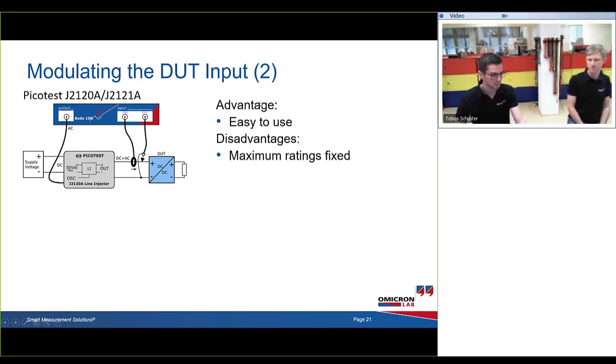So the advantage is it is really easy to use, but the maximum ratings are fixed. And if you use the J2120, there's a small DC voltage loss. Actually, there's also one for the J2121, but the voltage loss is a lot smaller, and it's regulated, so it's always the same. It's something like 0.6 volts. On the J2120, it's not regulated, so it will change with the operating point.